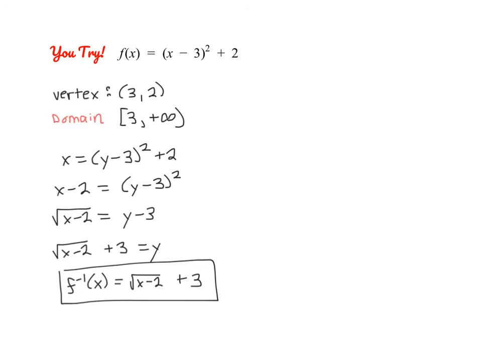All right, so go ahead and check. So you can see here, since our vertex is at 3, 2, I restricted my domain to everything 3 to positive infinity, so everything to the right of our vertex. Then here we can swap x and y and solve for y. Here, make sure you subtract 2 first, but then you need to take the square root of both sides before you add 3, because this minus 3 is trapped inside the parentheses. And then notice when I add 3 to both sides, this plus 3 is not part of the square root. So this is our inverse function.